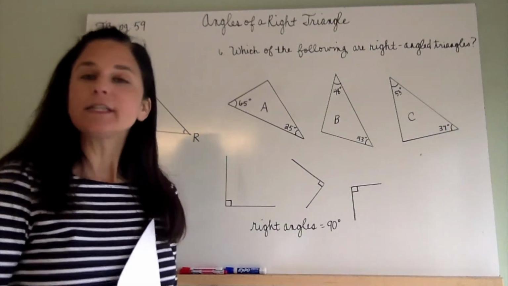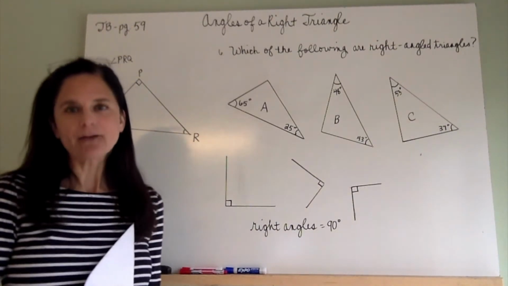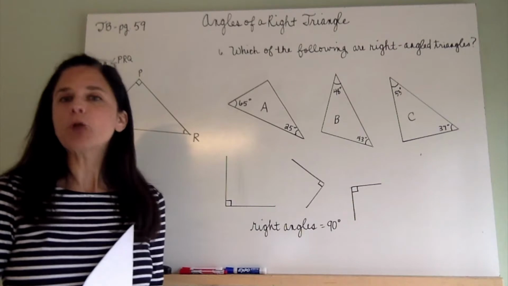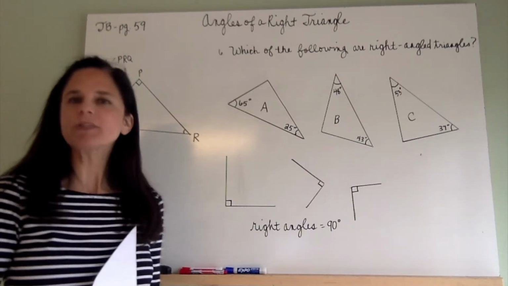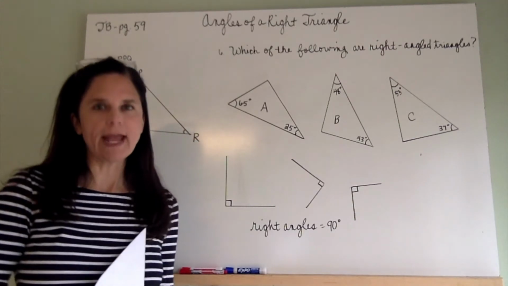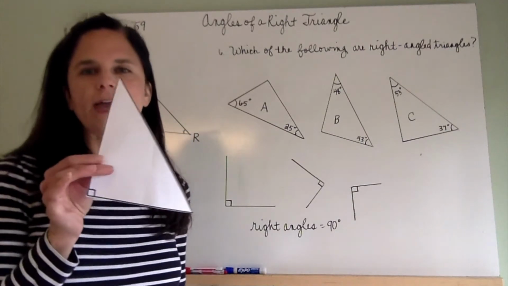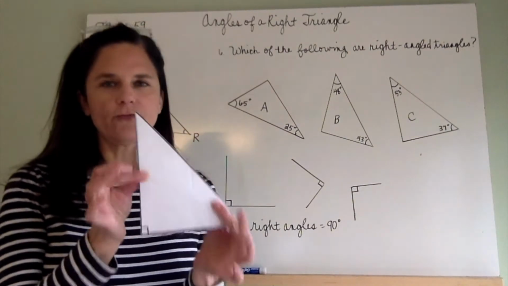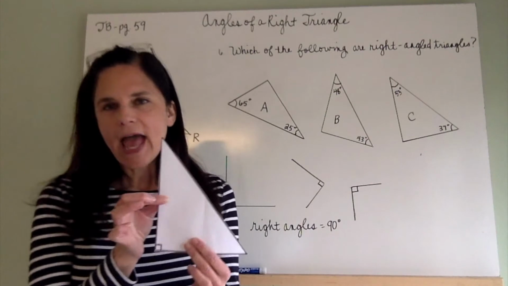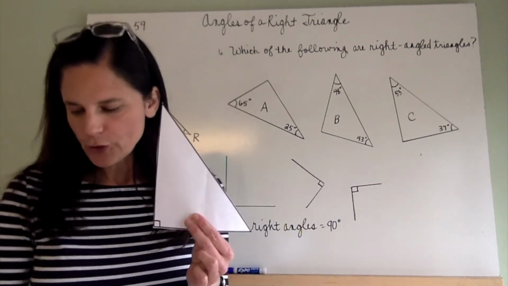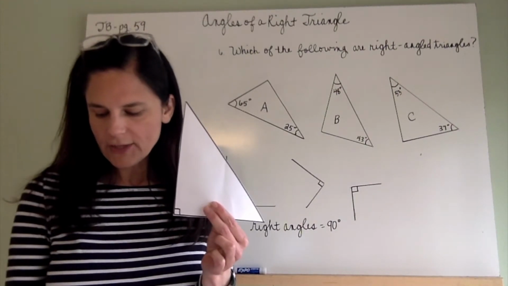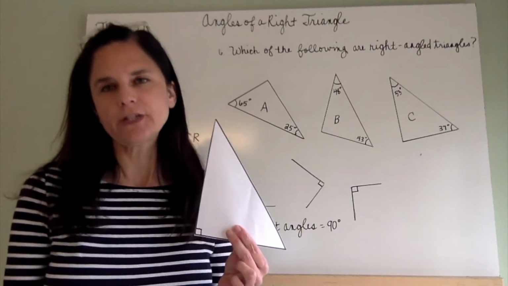And today we're going to be looking at triangles that have a right angle, and one of the properties of right angle triangles that can help us figure out other unknown angles. So I have a right triangle here that I have drawn and cut out, and I want to demonstrate for you what is being shown on textbook page 59.